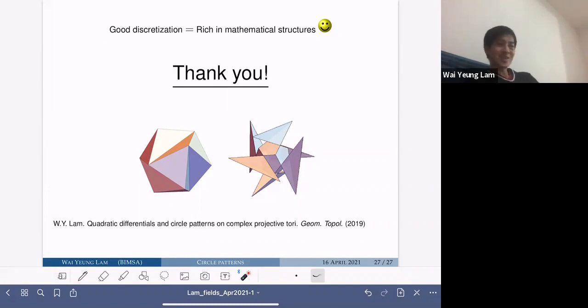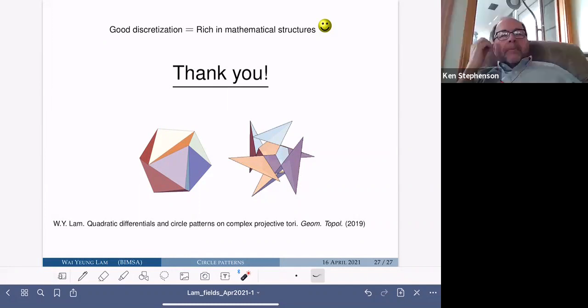I think there should be some work characterizing what kind of CP1 structure would really arise from these circle patterns. Yeah, I wish Phil were still here. I don't know if he can hear us, but he's gone to class apparently. But yeah, these filling in these branch points.